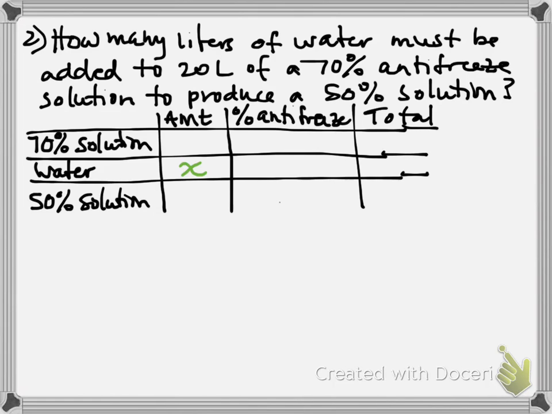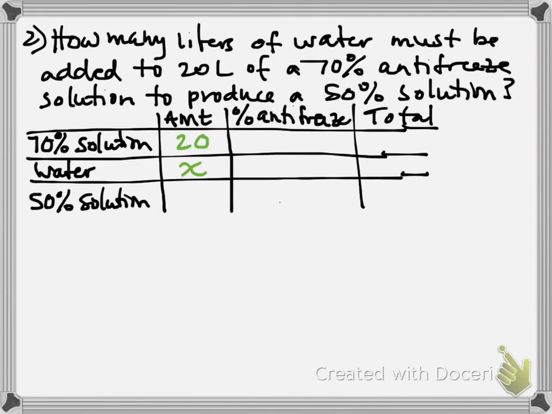Okay. What does 20 liters go with? The 70%. Now, I've got to fill something in for that 50% solution. How much of the 50% solution do I have? What does it say? 20 plus X. Okay. Now, that's how we did it if we only had one variable.